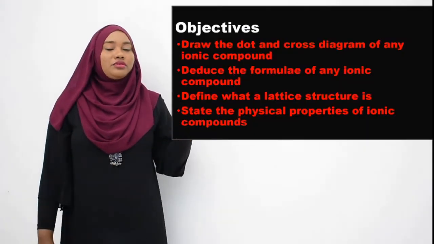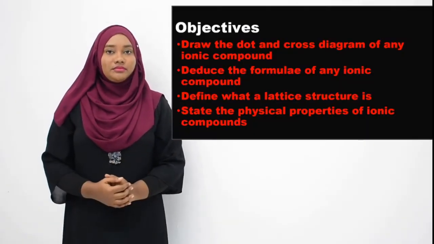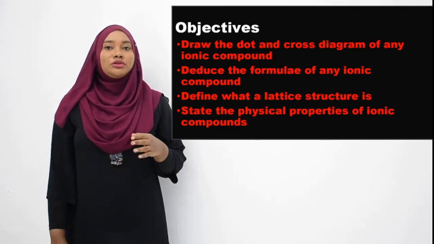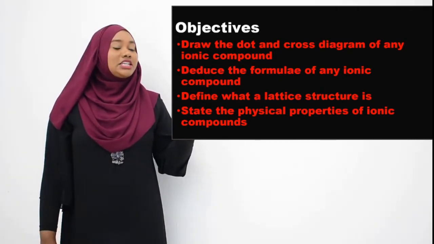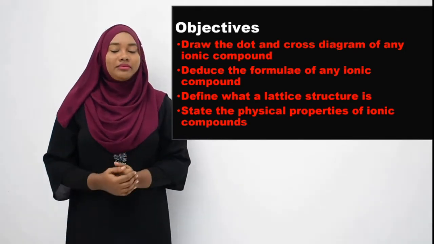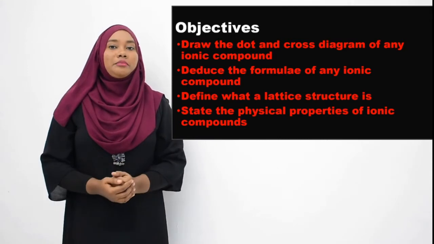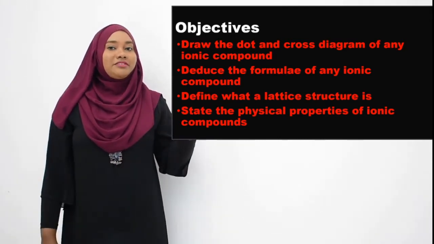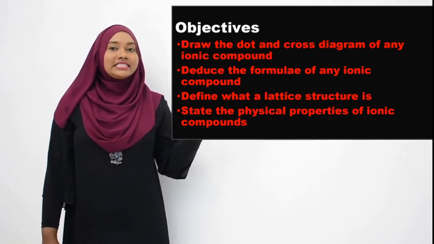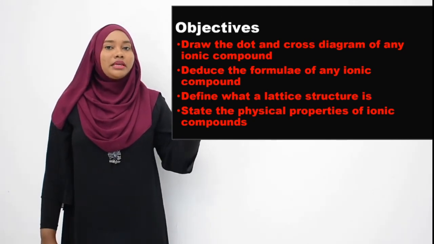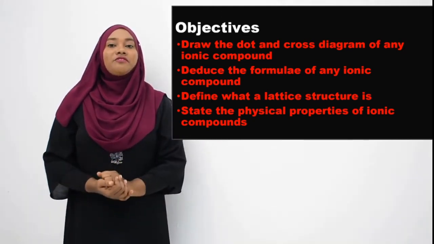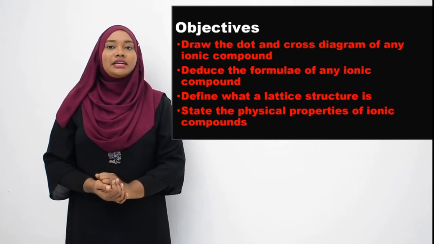By the end of today's lesson, all of you should be able to draw the structure of any given ionic compound. You should be able to deduce the formula of ionic compounds. You should be able to define what an ionic lattice is, as well as state some physical properties of ionic compounds. So let's see how ionic compounds are formed.